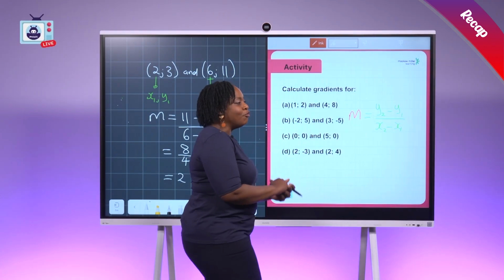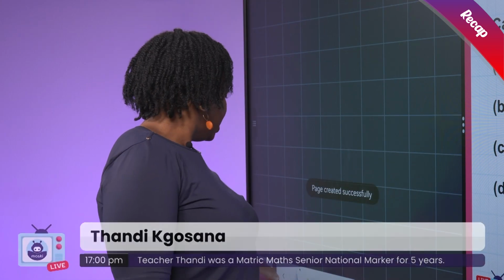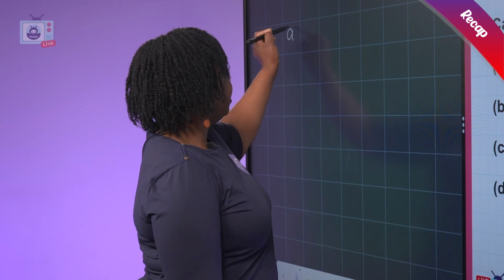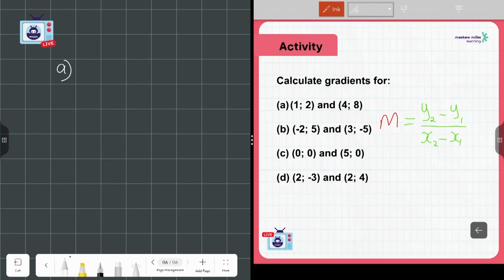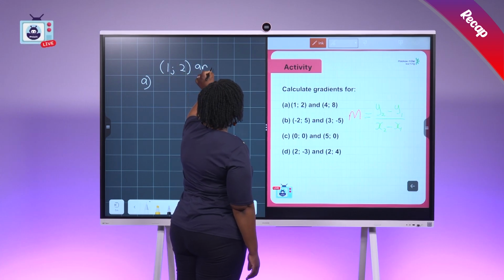Yes, grade 9s, I'm very sure that you guys have started, and let's do it together now, step by step, and see how far we can go. So with number A, we are given the points 1 and 2, and also the points 4 and 8. Let's work on that together and see how we're going to label our x1, x2 and our y1, y2 with these coordinates. So let's copy that down.